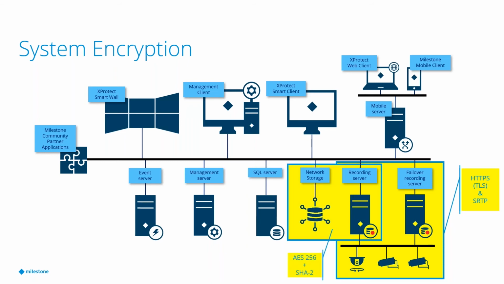Data at rest encryption or database encryption. That can be done on the local recording server, but also if we're utilizing network-based storage or SAN storage, we may also be extending that off to other network-based devices. And we can do this over AES 256. We also have the ability to do database signing, which is done over SHA-2 hash algorithms.